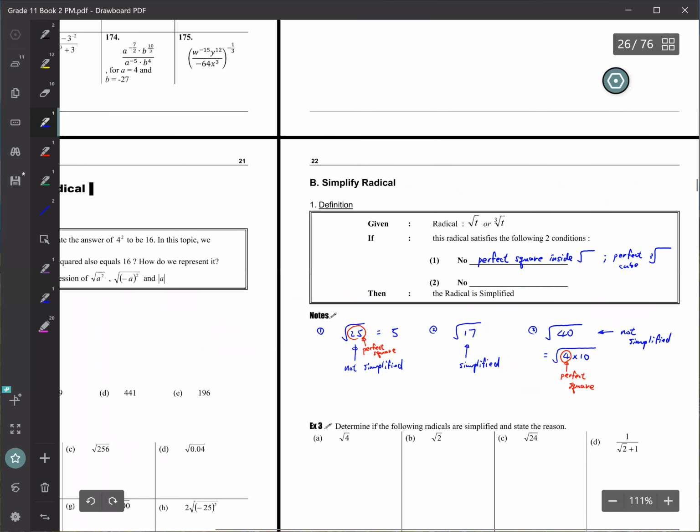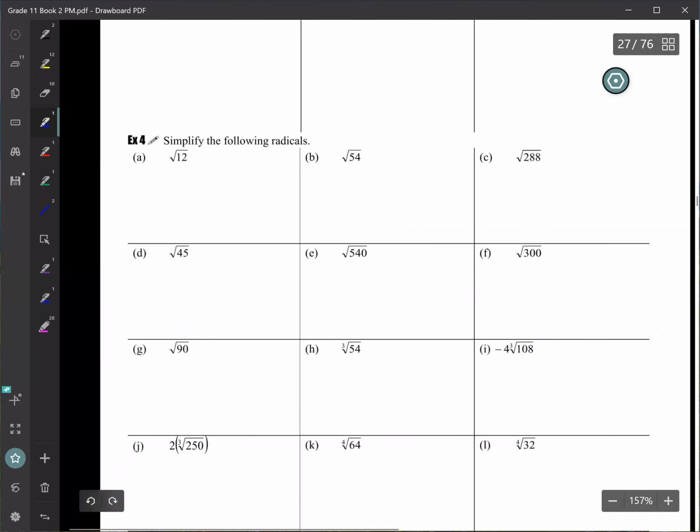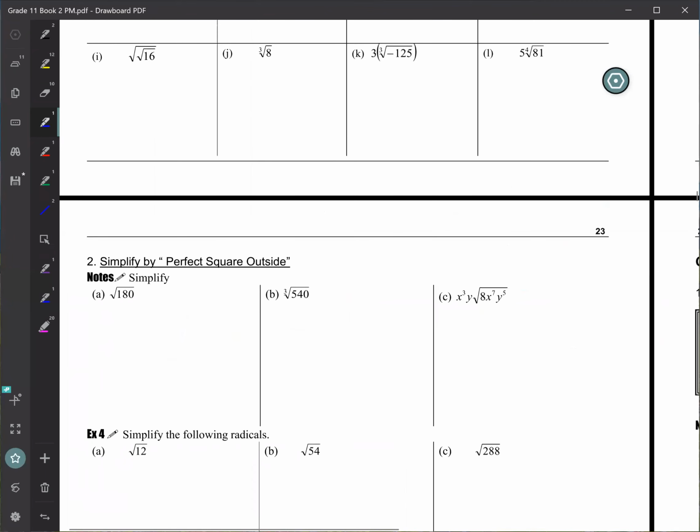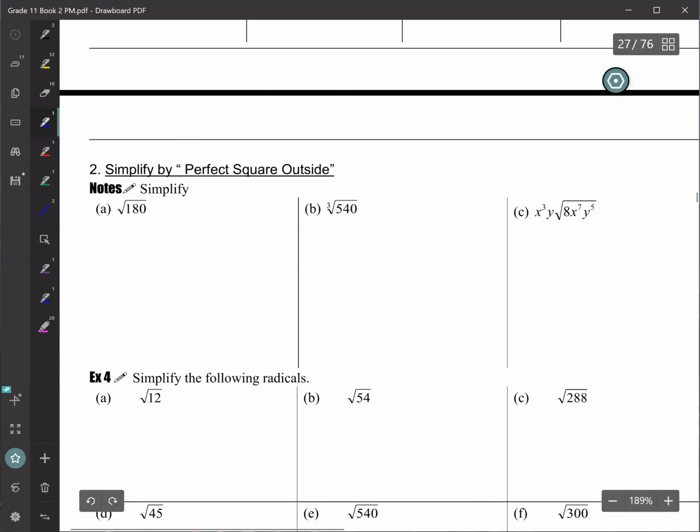All right, so the next page, we will have questions that are not simplified yet, okay? So we are going to learn how to simplify those square roots, okay, or cube roots. So let's look at page 23. So on the top, we have 3 examples which we'll go over together, and then you guys can try the bottom ones, okay? So for 180, okay, square root of 180.